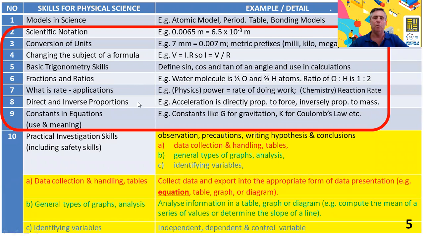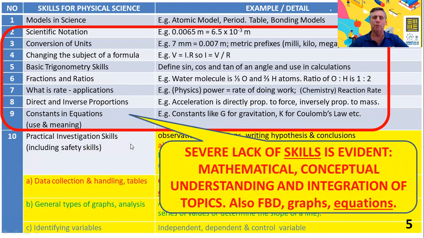Direct and inverse proportion, especially Newton's second law: acceleration is directly proportional to force and inversely proportional to mass. And then constants. We've got a small g for the acceleration of gravity, a big G for the universal gravitational constant, and others.